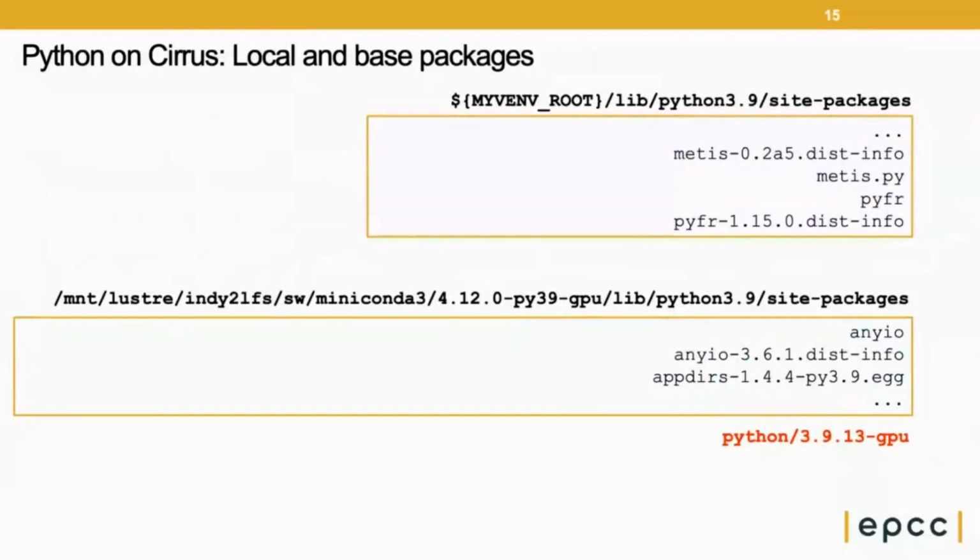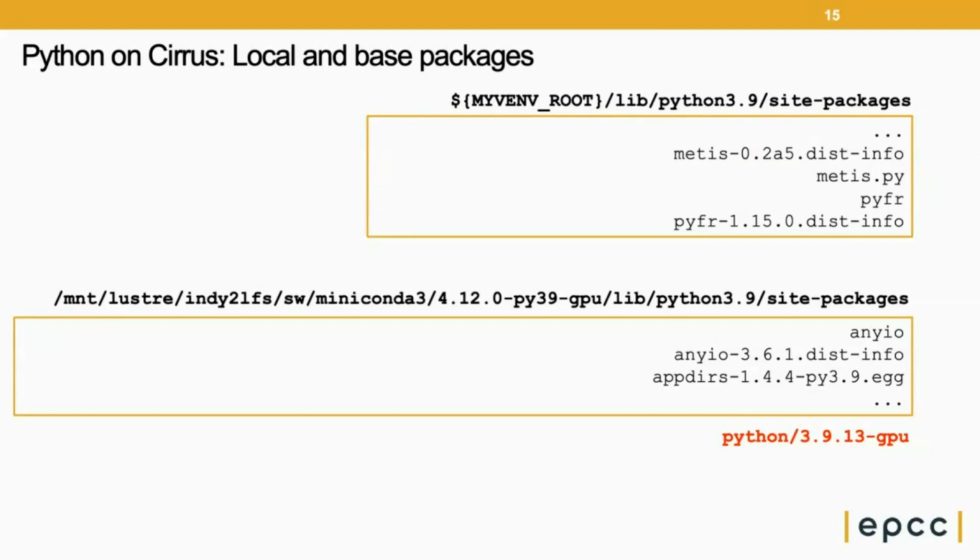So once you've done that, this is kind of showing you where things are located. In the top box are the packages that you may have installed in your local environment, and there's some examples here. There's Metis, and then a package called PyFR. PyFR is a Python CFD code, so you might have a local environment like that. And then, so obviously, this is based on a centralized Python environment, so it'll also include the packages that are provided from a central location.